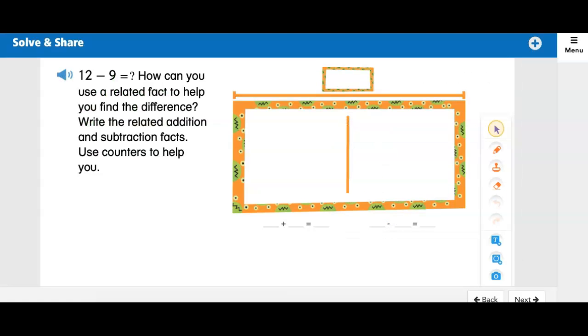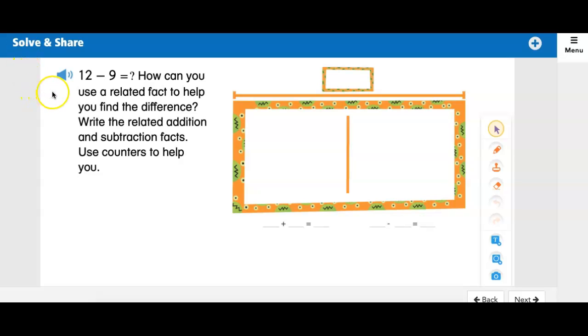Alright, so our solve and share begins on page 177 in our Envisions Volume 1 workbook. So if you need to pause the video to get your math workbook open to page 177, now is a good time to pause the video so that you can get to our page. If you are on that page, then let's get started.